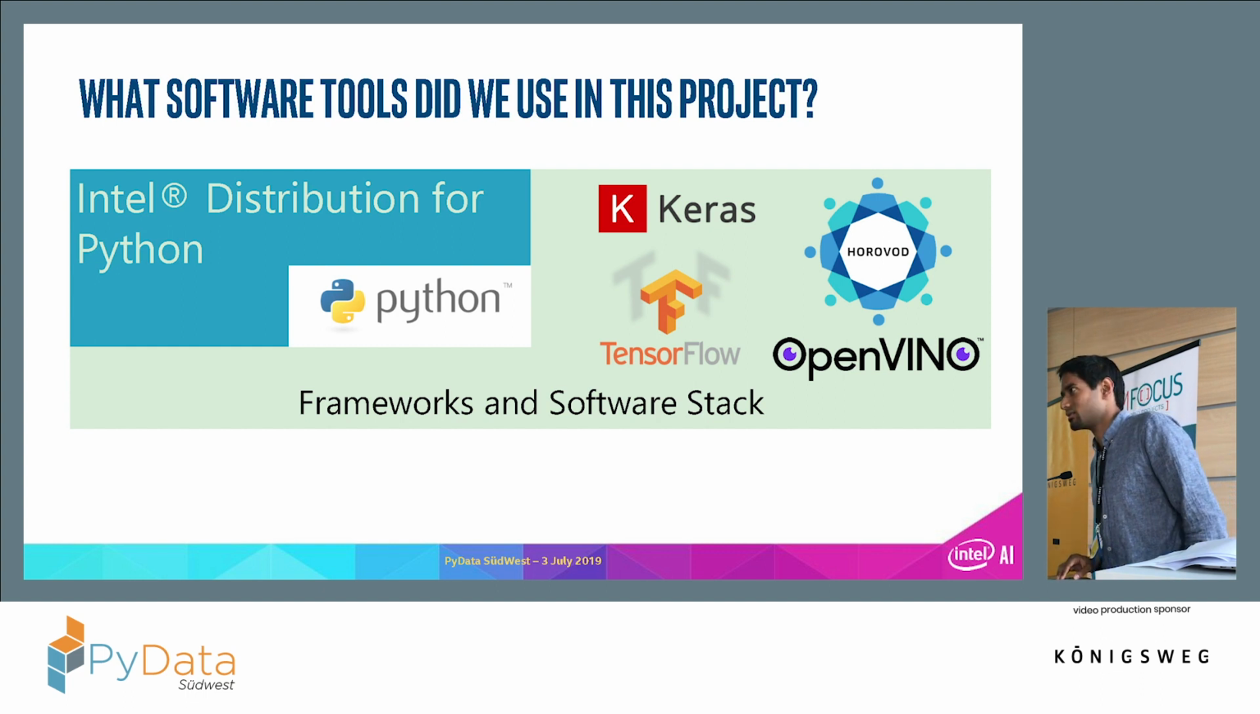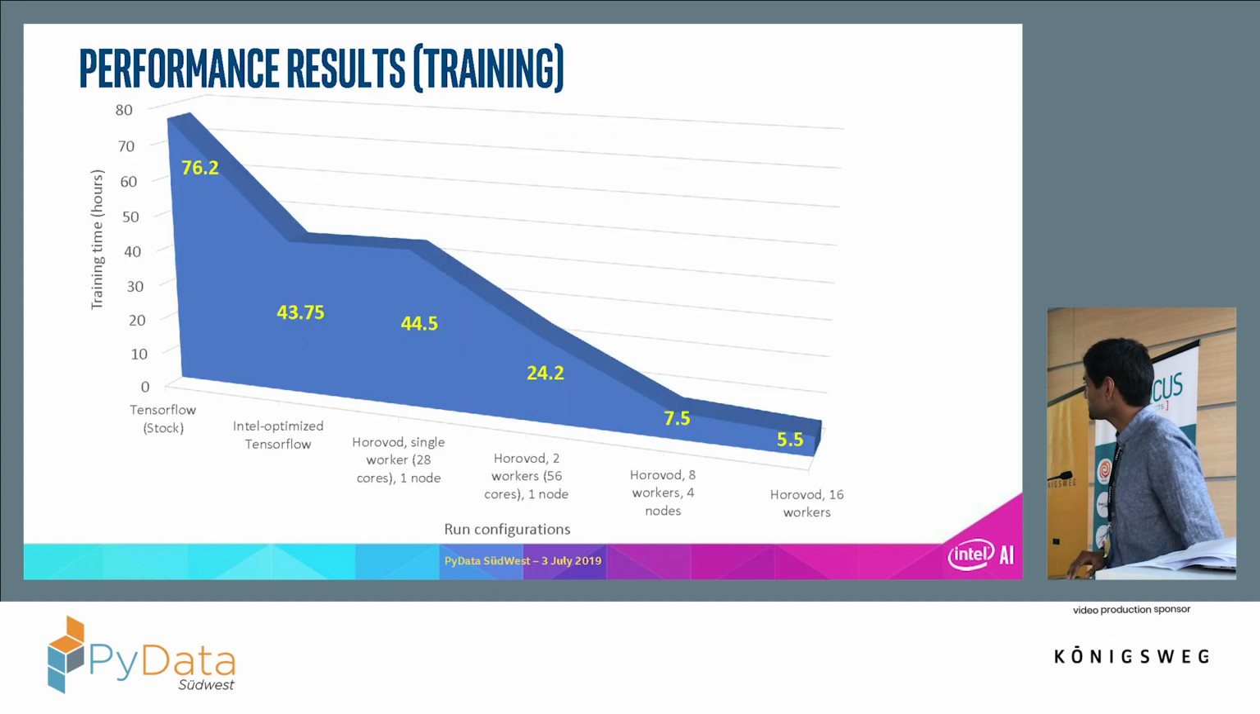And let's have a look at the numbers I collected. I hope it's big enough. I tried to zoom as much as possible. When I did this training process on only one machine, an Intel Xeon processor with 28 cores, with TensorFlow from Google, it took 76 hours to train my whole data set. That's a lot of time. I was not very pleased with 76 hours, and I thought, okay, what can we do? Of course, use optimized TensorFlow. This is what Intel has done.